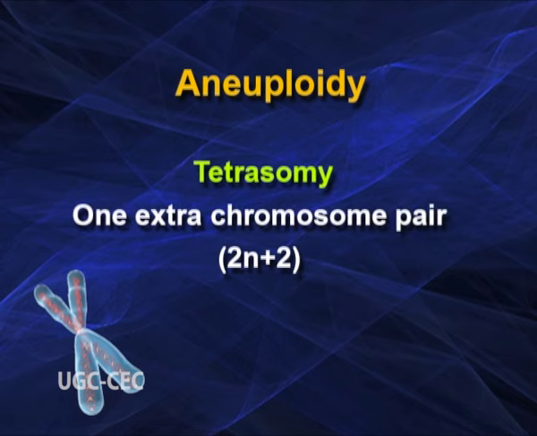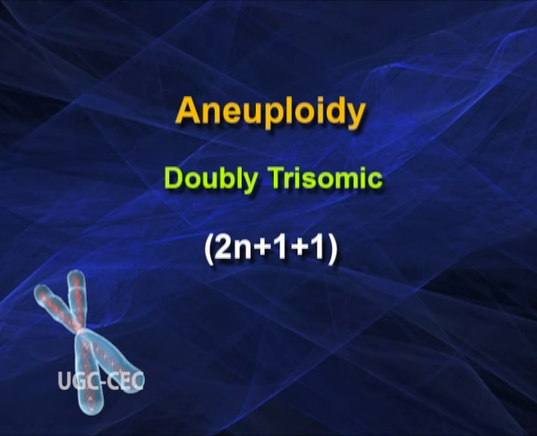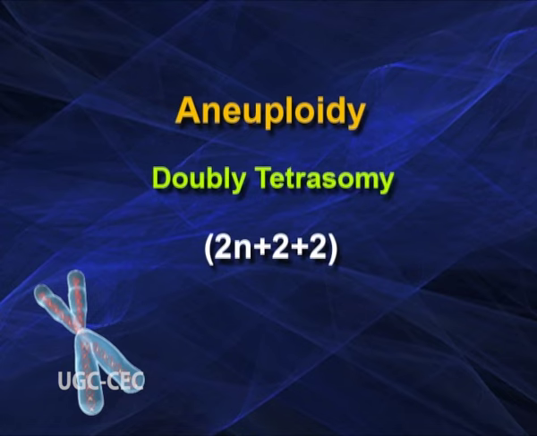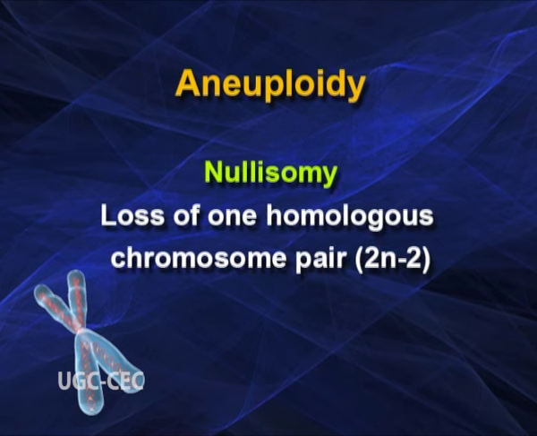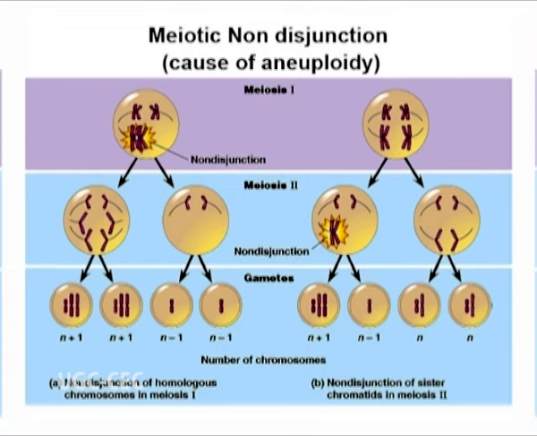Tetrasomy, 2n plus 2, indicates that one chromosome of the complement is present 4 times. A 2n plus 1 plus 1 individual would be doubly trisomic for 2 different homologues, and the 2n plus 2 plus 2 individuals would be doubly tetrasomic and so forth. The reciprocal situation involving loss of a chromosome from a pair is called monosomy, 2n minus 1, and loss of a whole pair of chromosomes is known as nullisomy, 2n minus 2.